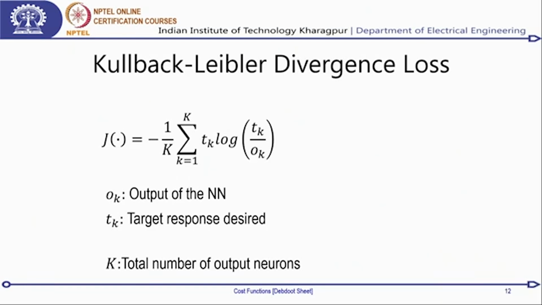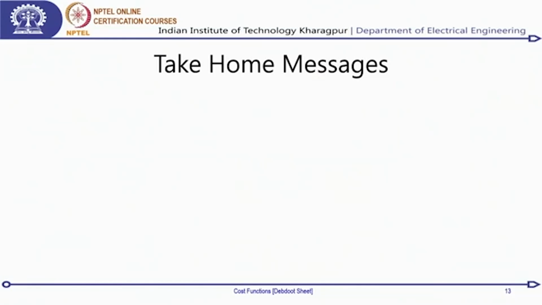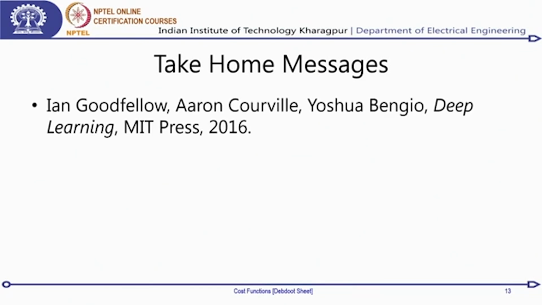And that sort of brings us to the end, and we have the take home message. If you want to get more into cost functions and learn more about the details, the suggestion is to refer back to the textbook on deep learning by Goodfellow, Courville, and Bengio, which has a consolidated description of different cost functions, their ranges, and the cases where you would be applying them. So, with that we come to an end for today's class, and thank you.